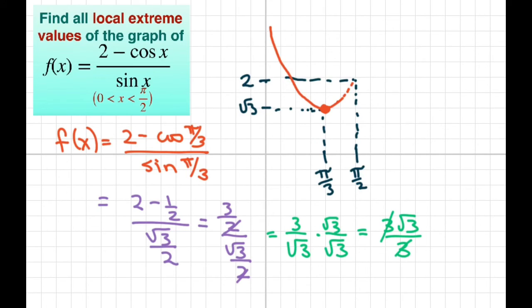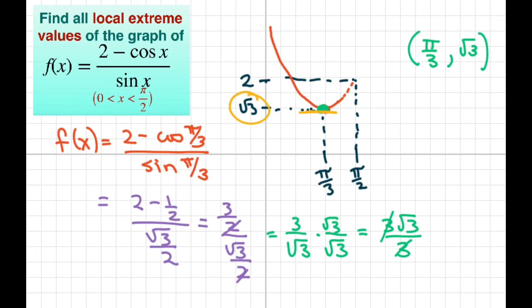And the 3's cancel. So this point here, I already did the graph, is going to be your x value is pi divided by 3. Your y value is square root of 3. If you look at the graph, this is a minimum. So you would say the local minimum value is square root of 3 at your x value, pi divided by 3. And this one I just did the graph.